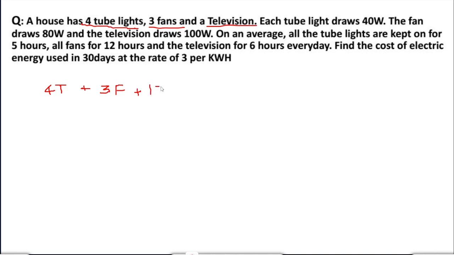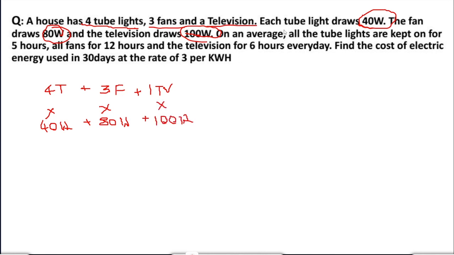Okay, so 1 television. Now each tube light draws 40 watts, so 4 into 40. And each fan draws 80 watts, so 80 into 3. And one television draws 100 watts, so one television into 100 watts.